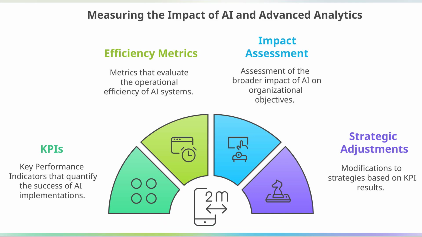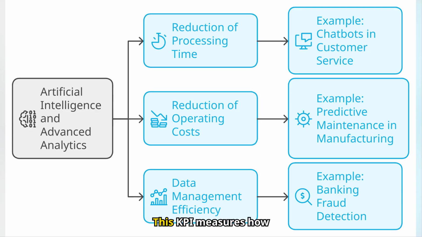Task processing time. This KPI measures how long it takes AI to complete a task compared to manual methods. An example might be a customer service center using chatbots that can measure the average resolution time before and after implementing AI. The benefit obtained will be the significant reduction in response time, improving productivity.